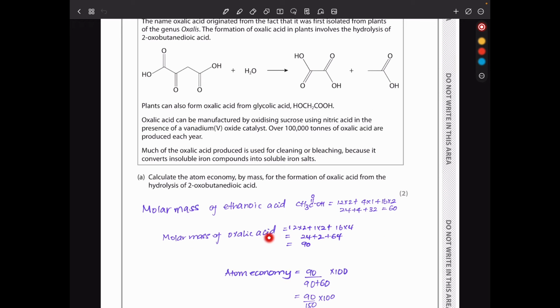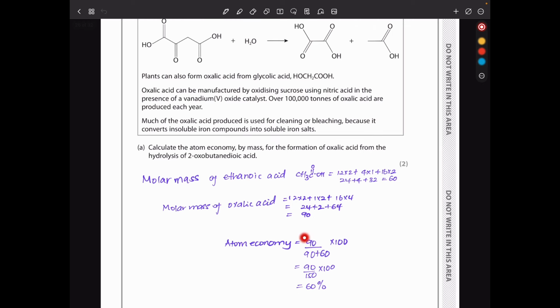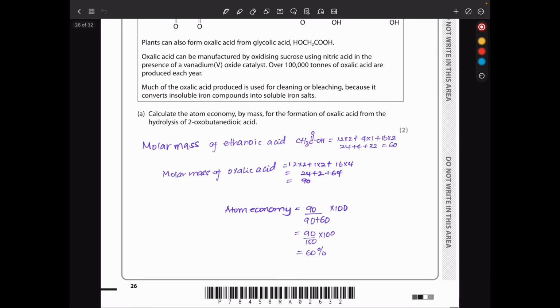Then the molar mass of oxalic acid, we already know, actually I didn't need to calculate, it's 90. So atom economy is going to be the desired product divided by the total products times 100, giving us 60%.